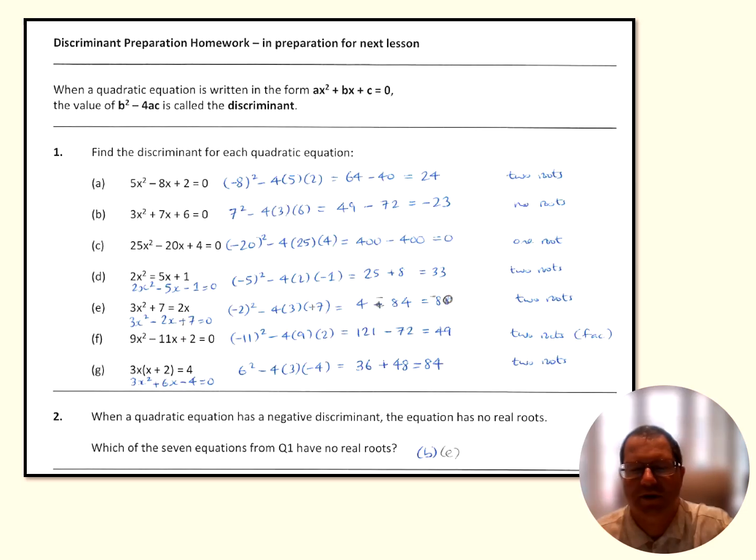Notice down the right hand side that I have written when things have one root or two roots as well. You will get one root when b squared minus 4ac is 0, because you're square rooting 0 and getting the same answer. But you'll get two roots, or two distinct roots most of the time, if your b squared minus 4ac is positive, like it is in a, for example.